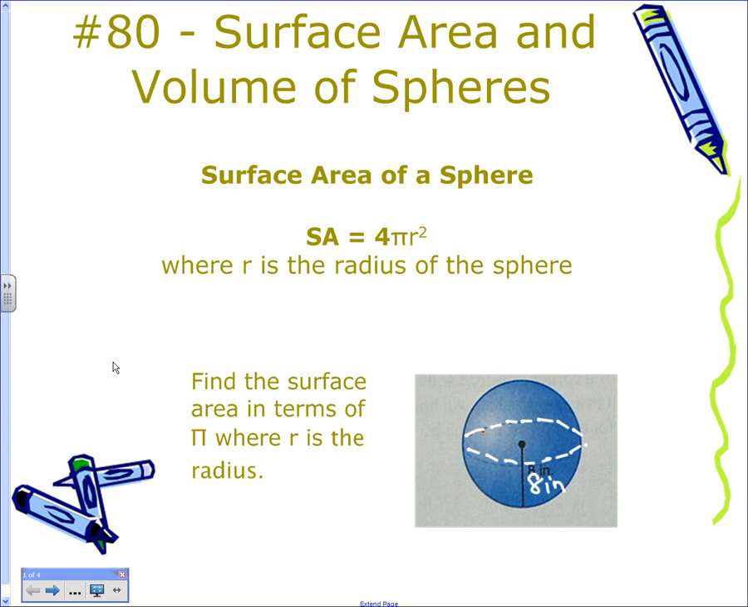Surface area and volumes for spheres. The surface area formula is 4 pi r squared. The only thing you need is the radius.